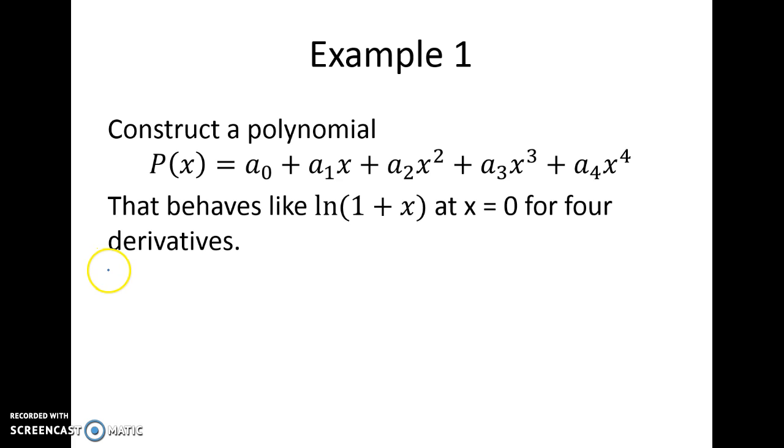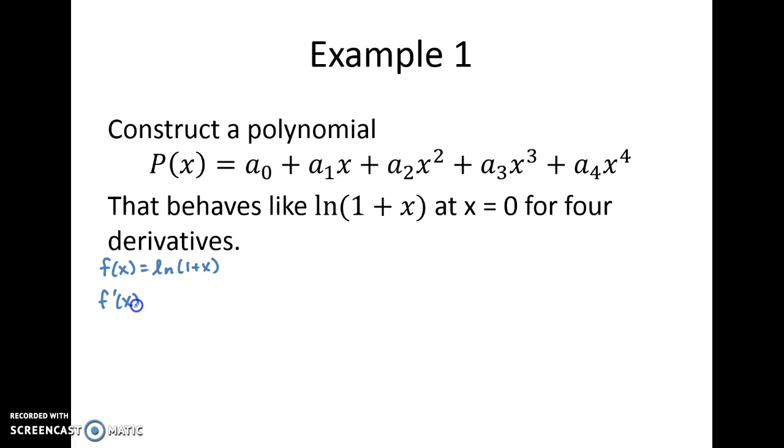So the way we do this is, first of all, let's look at our function. So our function is natural log of 1 plus x. So let's go ahead and take 4 derivatives of that function. I'd recommend that you pause and try to do it yourself, but then I'll talk through what I'm doing for my derivatives after you've tried it yourself.